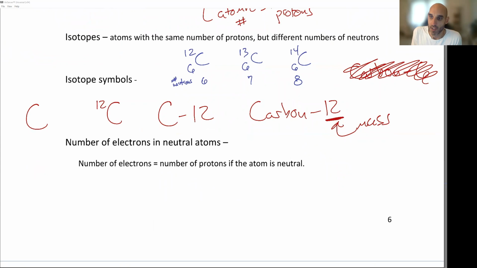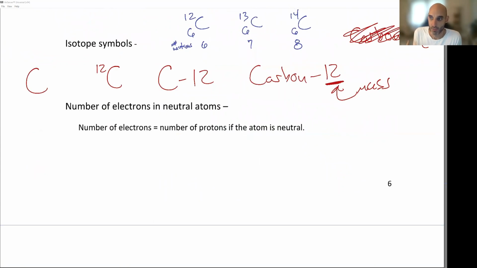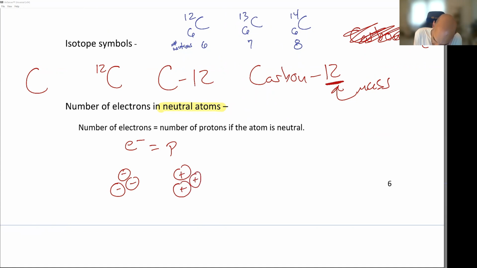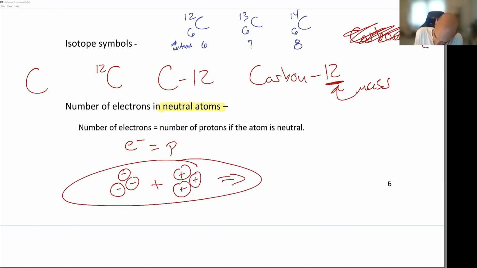So the number of electrons in a neutral atom equals the number of protons in a neutral atom. So when we're dealing with neutral atoms, the number of electrons equals the number of protons. Okay, so that makes sense. So if I have 5 negative charges, let me represent it in a very simple way. If I have an atom with 5 negative charges and 5 positive charges, together, those equal 0. So they cancel each other out. If I lose an electron, all of a sudden the protons outweigh the electrons and we have a positive situation.